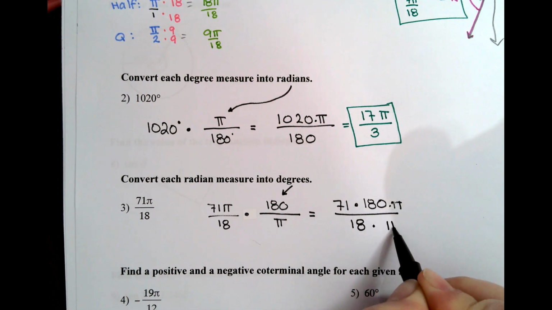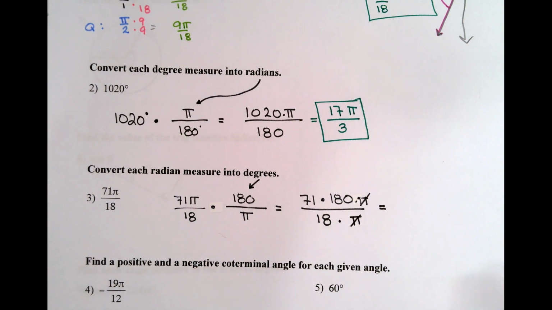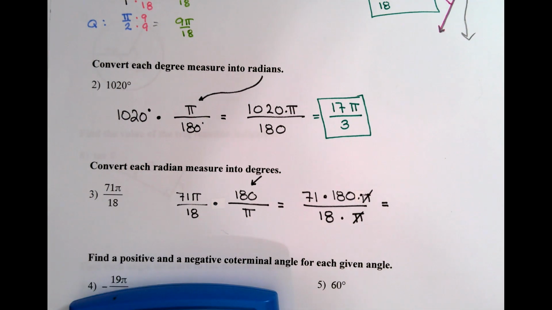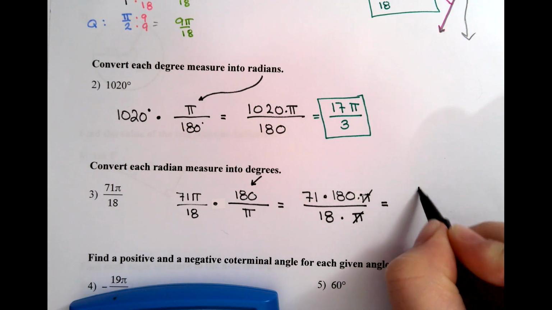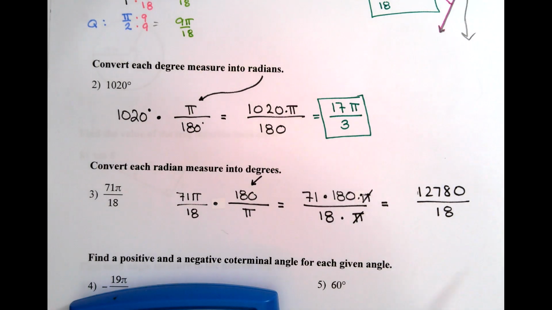So I got 12780 divided by 18, and I get 710. Now, if you don't put the degree symbol, it will be wrong because what are they asking for? They're asking for degrees. So make sure you give degrees.